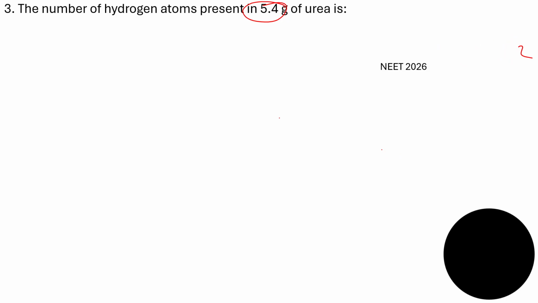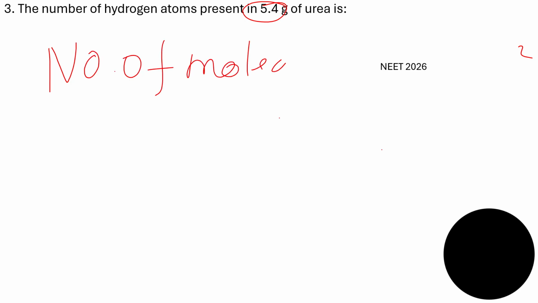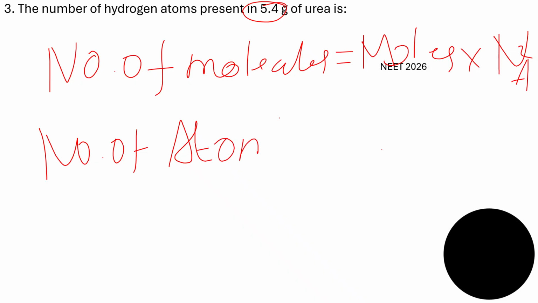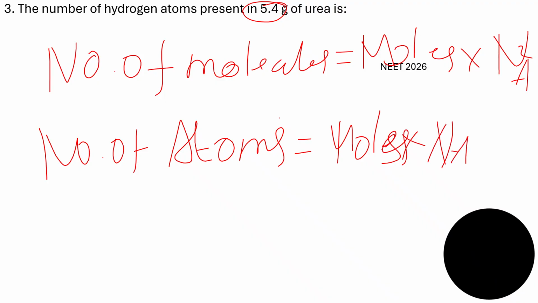Okay, kindly note the difference between the number of molecules and the number of atoms. The number of molecules is equal to moles multiplied by Avogadro's number. The number of atoms is equal to moles multiplied by Avogadro's number, also multiplied by atoms per molecule.